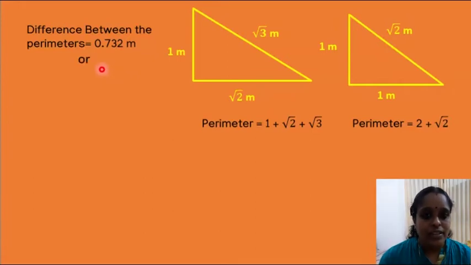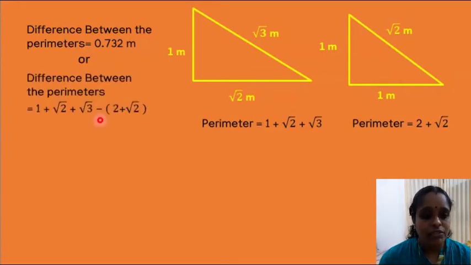Now I am going to find the difference between the perimeters in another method. That is, directly I give the value of the perimeters, that is 1 plus root 2 plus root 3 minus the perimeter of the first triangle 2 plus root 2. Here I give the bracket after the minus sign.